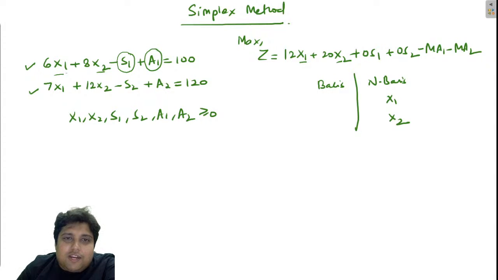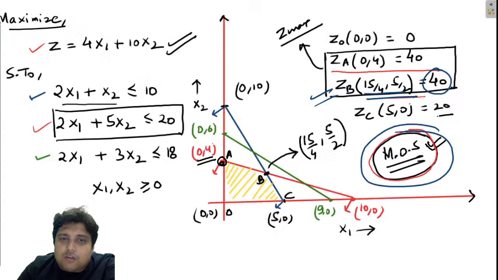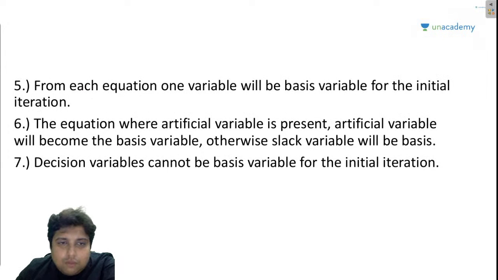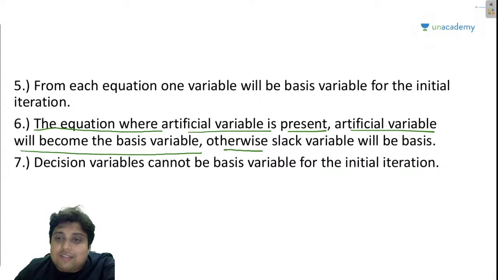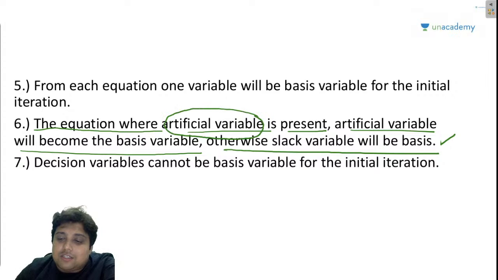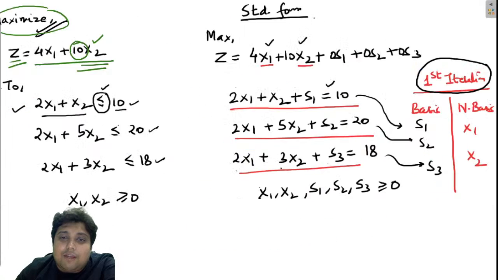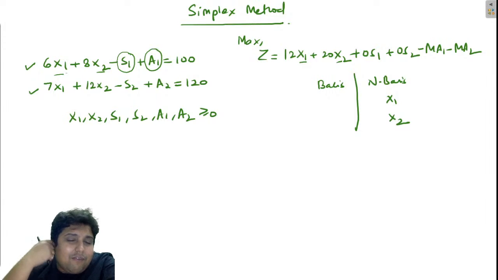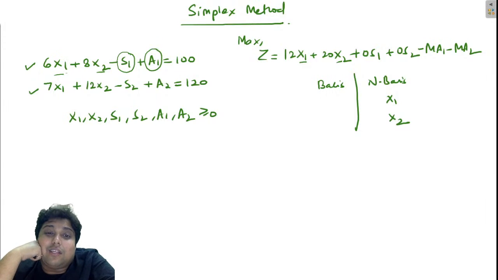Do not worry, let me show that to you. I have already covered that point. The equation where an artificial variable is present, the artificial variable will become the basis variable, otherwise the slack variable will be basis. If an artificial variable is present in any of the constraints, then that artificial variable should become the basis variable. Okay, my friends. And also remember this, we have to eliminate the artificial variable as soon as possible. That's why I have used the big M method.